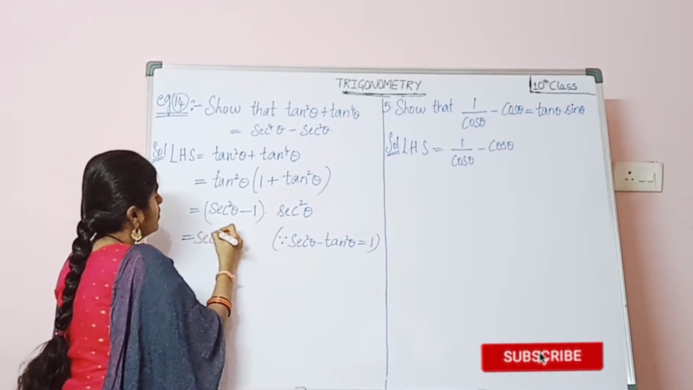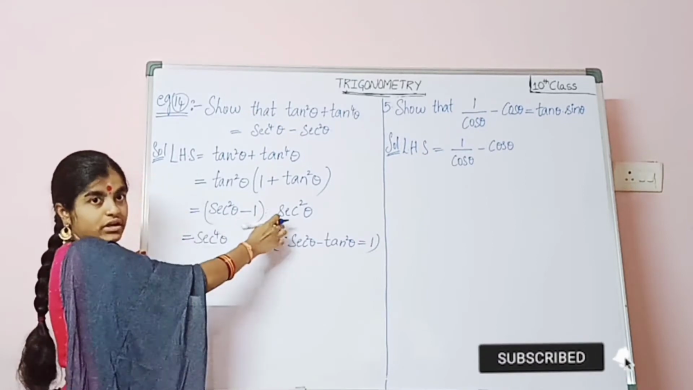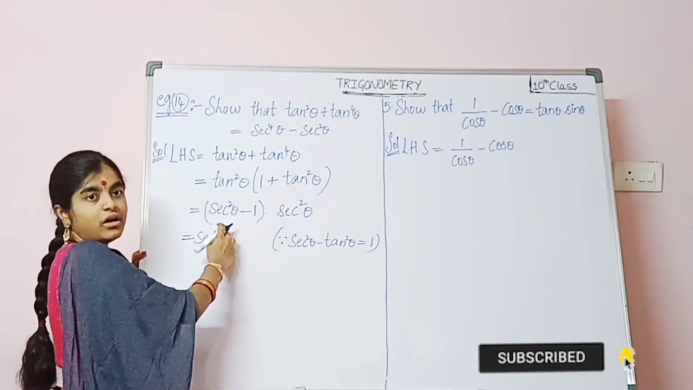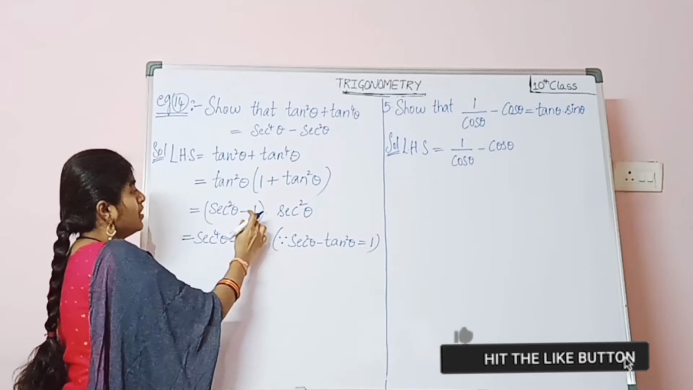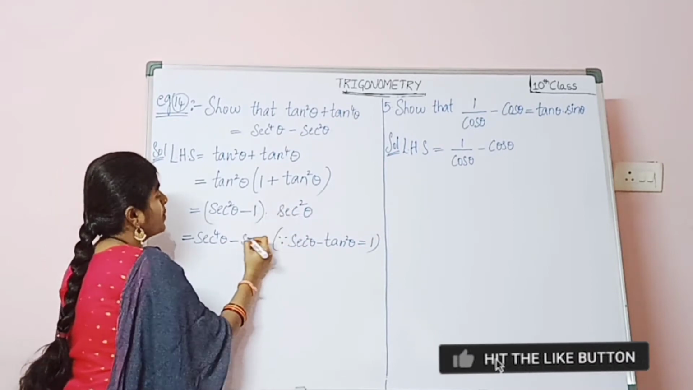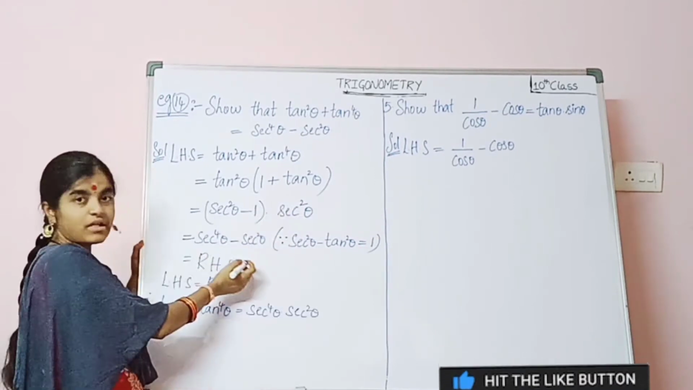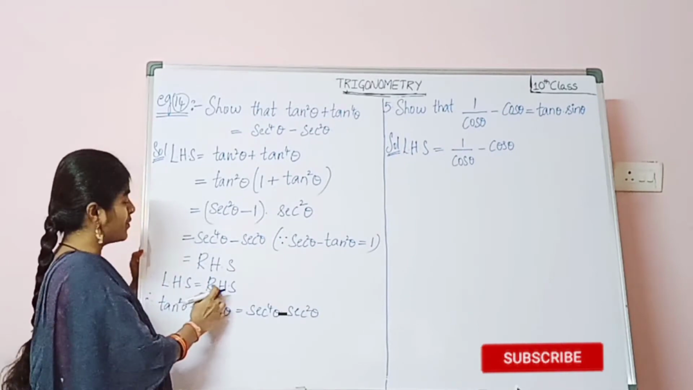Secant square theta into secant square theta is secant power 4 theta. So we get secant power 4 theta minus 1 into secant square theta, that is secant square theta. This is RHS. Therefore, LHS equals RHS.